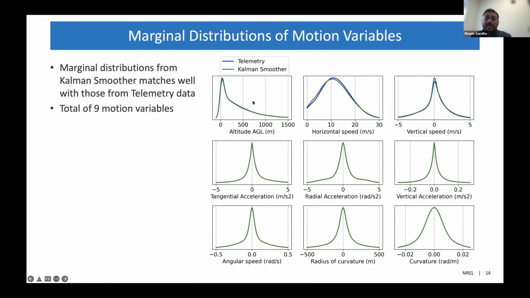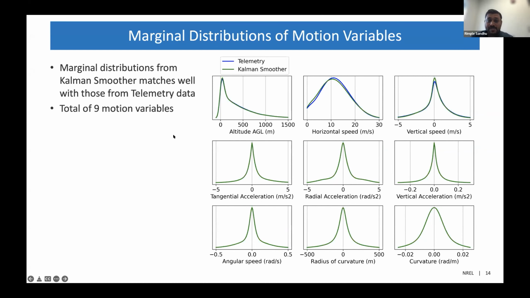And so we wanted to test whether our resampling is doing something wrong. So I'm showing the top 3 marginal distributions. I'm also showing the distribution that we computed using the actual telemetry data, nothing done with it. And you can see the match. So that makes us think that we're not doing something terribly wrong. The distributions from the Kalman smoother resampling process match with those from the telemetry unit.